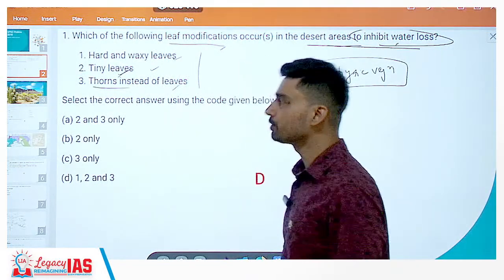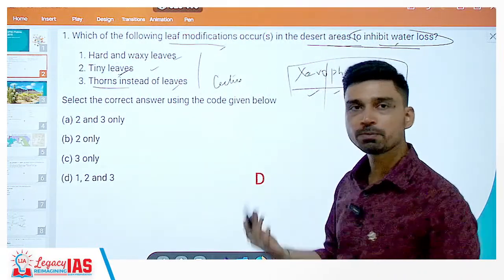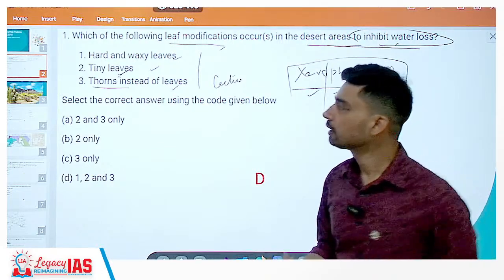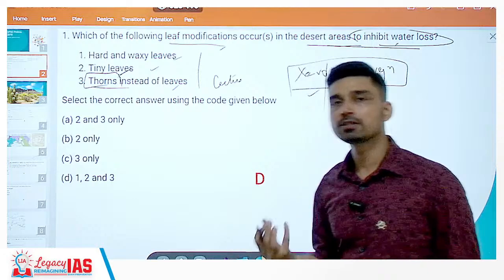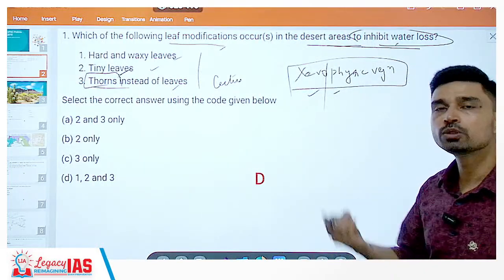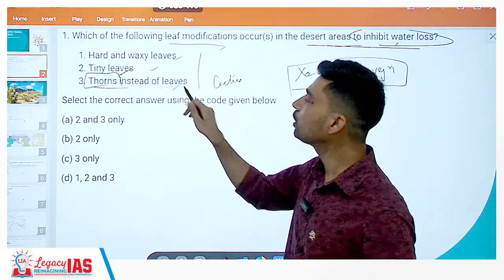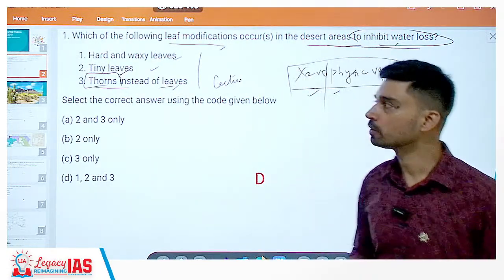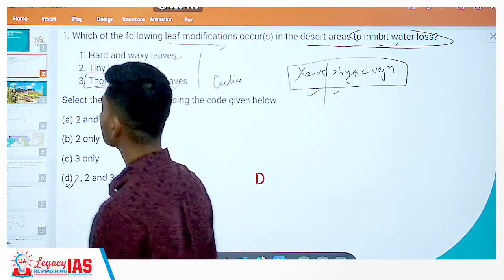And many plants, such as the cactus you must have heard about, do not even have leaves. Rather, they develop thorns. Thorns basically do the same process as leaves, like photosynthesis. However, the water losses through thorns are very, very minimal. So all the three options given here are correct, that is 1, 2 and 3.